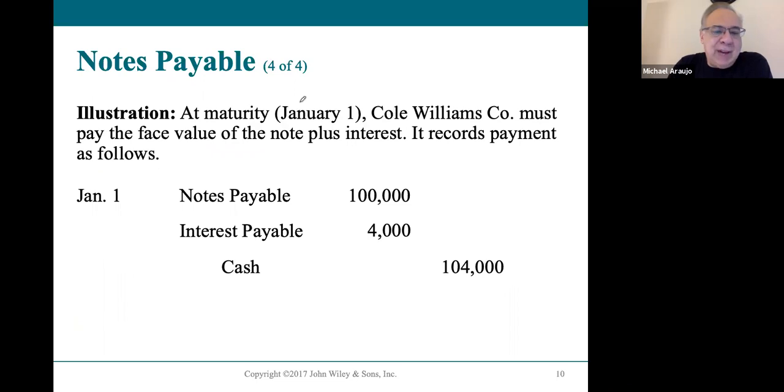And when they actually pay the note, in this case, they will show that the note payable has been paid. Thus, the debit to notes payable means no more notes payable. The debit to interest payable means that interest was paid. And the credit to cash shows they coughed up a lot of cash to pay those debts down.